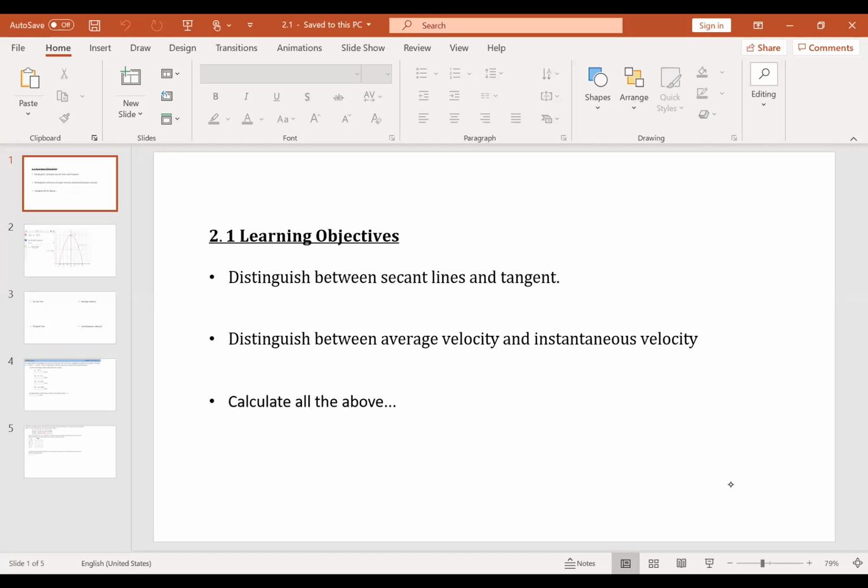I try to use active verbs like distinguish or calculate. They're active, not passive, so you should be able to do these. And if you're not able to, that means you need to come to my office hours and figure that out, and I can help you.